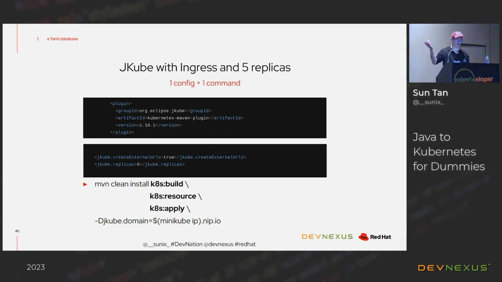This is an example of how you could customize. By default, it will not create any ingress for your application, and it will deploy only one pod, so in the deployment resources you will have only one. There are a lot of ways to customize that, but you could use Maven clean install, then the commands, and then run your application.